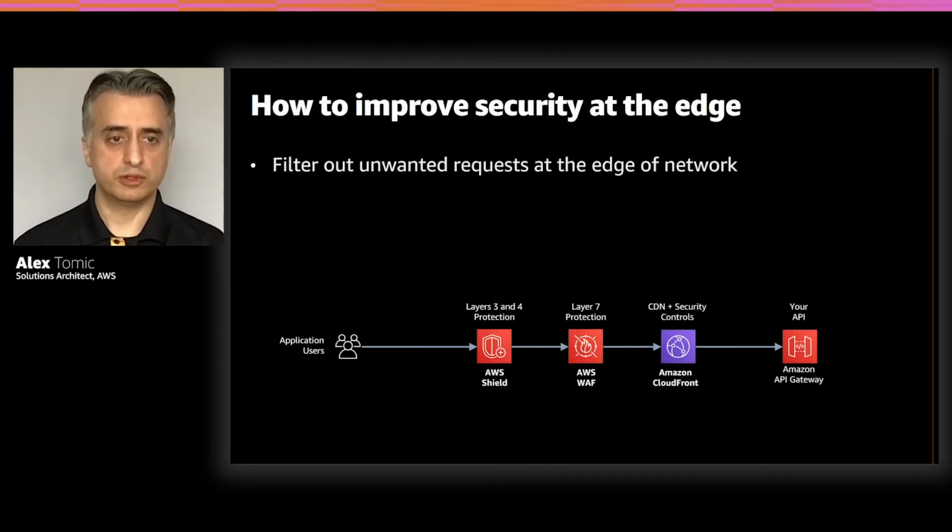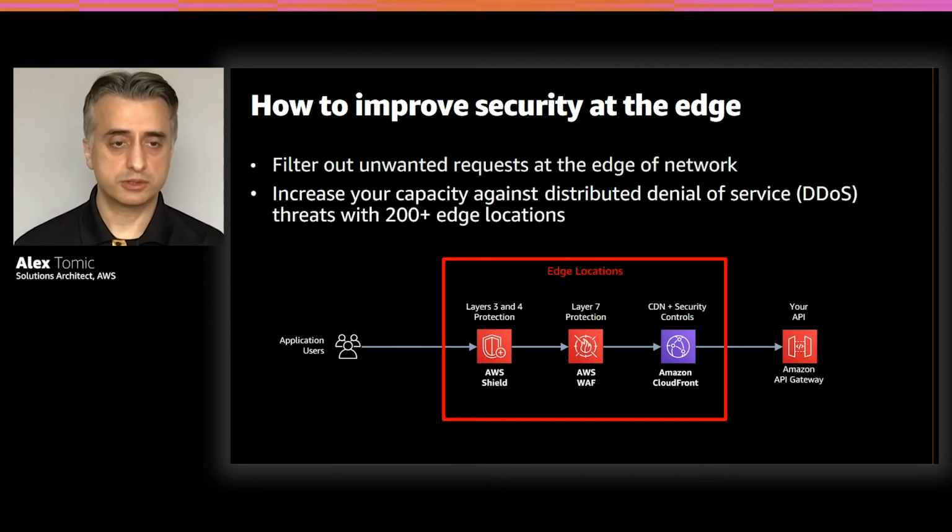So what are some of the services hosted in these edge locations? We'll discuss 3 of those services here: AWS Shield, AWS WAF, and Amazon CloudFront. These 3 services can be combined together to add perimeter protection and filter out unwanted requests from ever reaching your application. In this case, that application would be your API hosted in an AWS region.